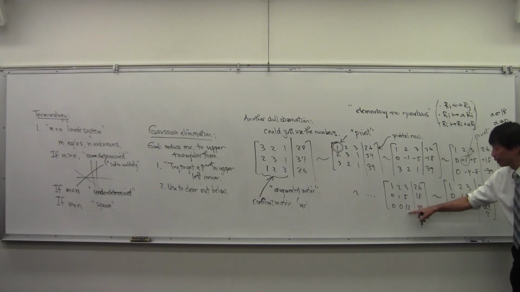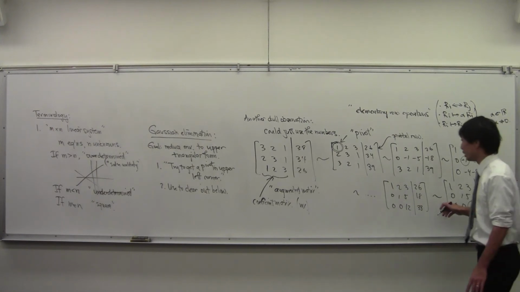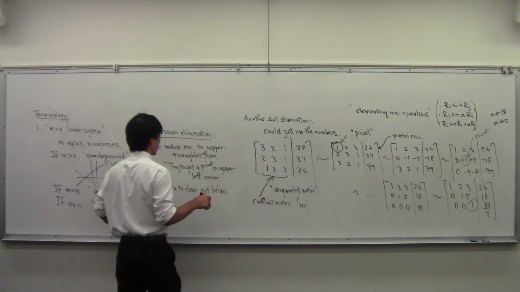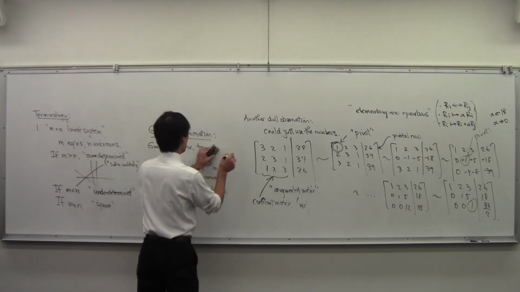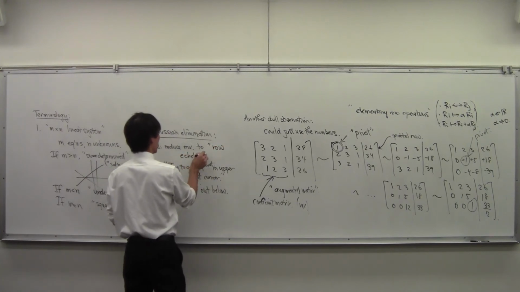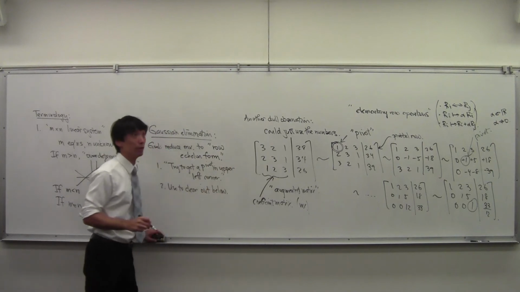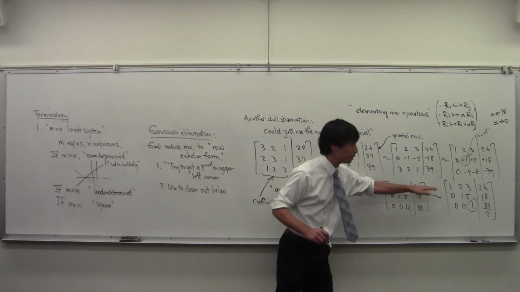So now we've got this thing. We want to make this the pivot. We make it into a 1. We use it to clear out below. There is no below. So that's the end. Once you've done as much of that as possible, that's the end of the Gaussian elimination. And you end up with something called row echelon form. Row echelon form. So Gaussian elimination takes your matrix and reduces it to some simplified form.